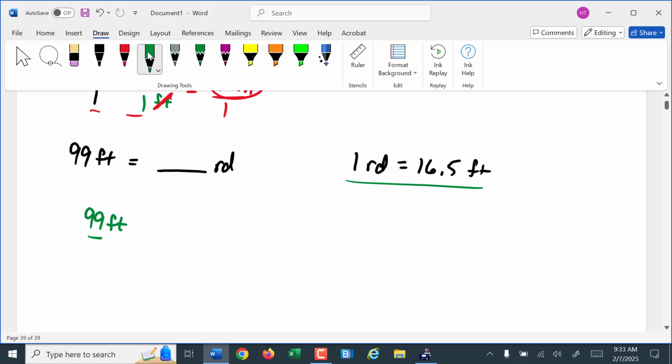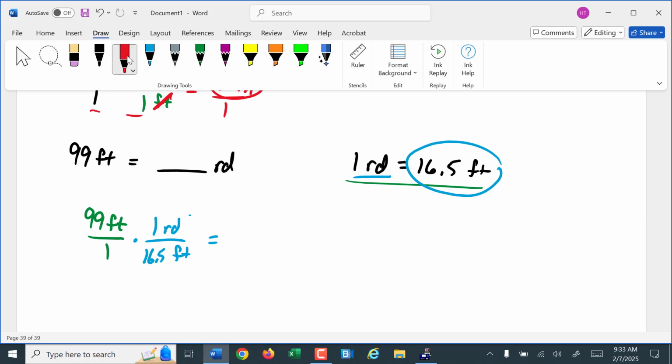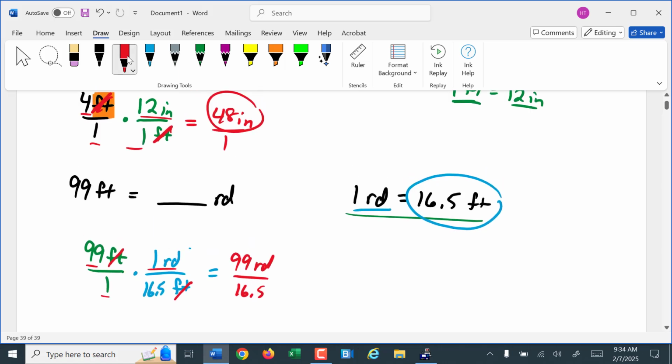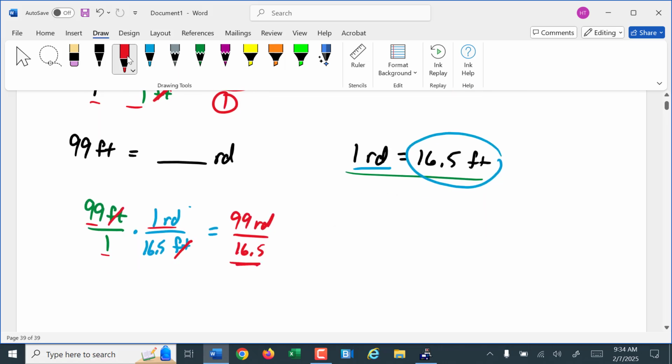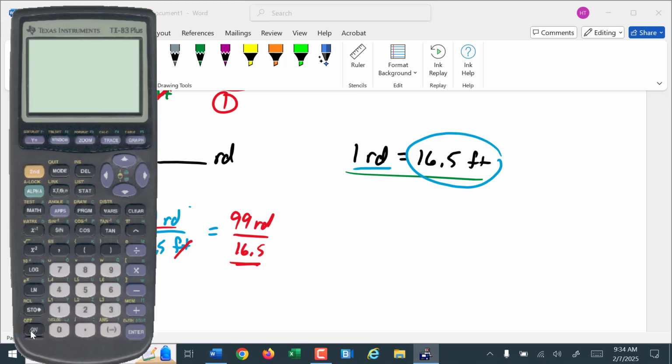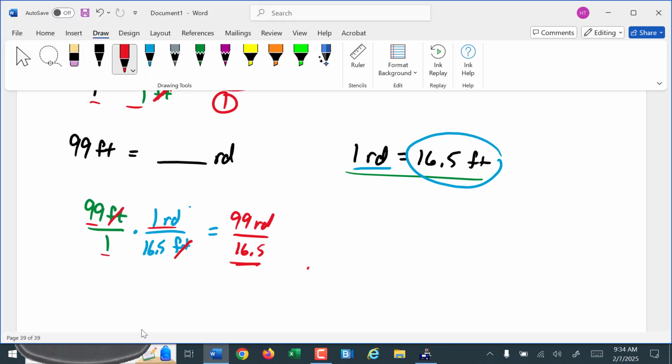So we do the 99 feet over 1. We're getting rid of feet again, so feet go on bottom. 16.5 feet is equivalent to 1 rod. The feet will cancel out. 99 times 1 rod is 99 rods. 1 times 16.5 is 16.5. Now up here, the bottom number was 1, so we didn't have to do anything. When you divide by 1, it doesn't do anything. Down here, we do have to divide out. 99 rods divided by 16.5 is going to be 6. You got it. So that's 6 rods.